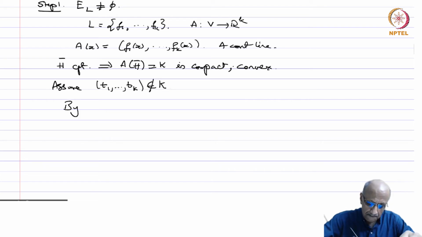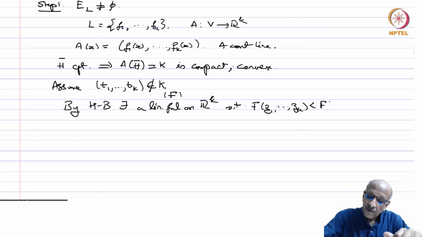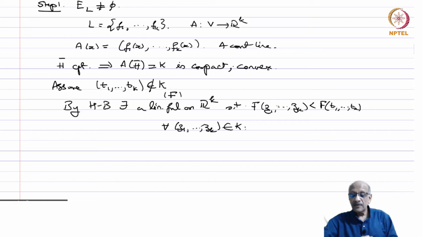So by Hahn-Banach, there exists a linear functional on R^k, let me call it capital F, such that capital F of (z_1, ..., z_k) is strictly less than capital F of (t_1, ..., t_k) for every (z_1, ..., z_k) in K. That is just the Hahn-Banach theorem.